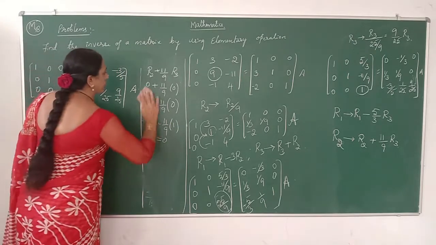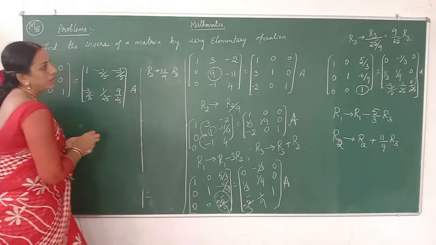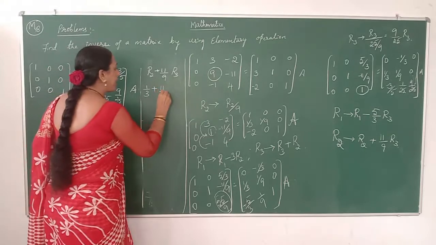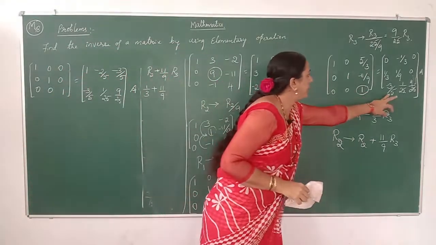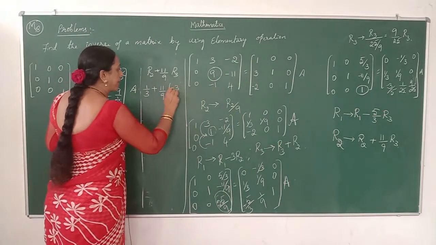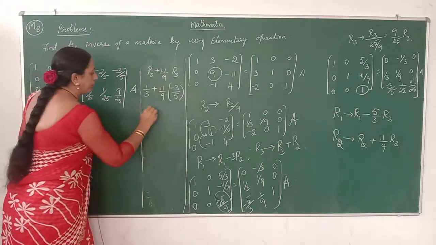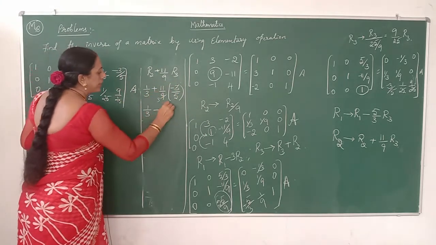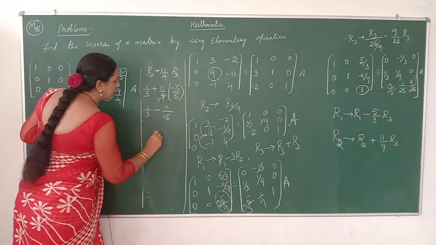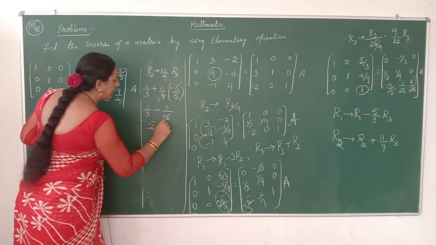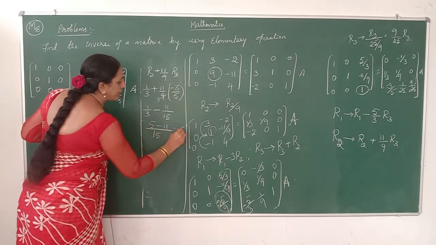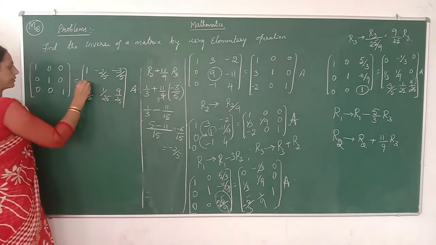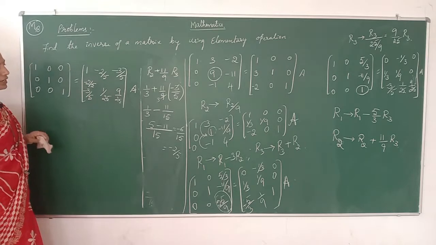Similarly, in the RHS, R2 is 1 divided by 3 plus 11 divided by 9 of the corresponding R3 element, which is minus 3 divided by 5. So 1 by 3, 3 ones are 3, 3 threes are, plus into minus is minus 11 divided by 15. LCM is 15, 5 minus 11. So 5 minus 11 is minus 6 divided by 15, otherwise minus 2 divided by 5.